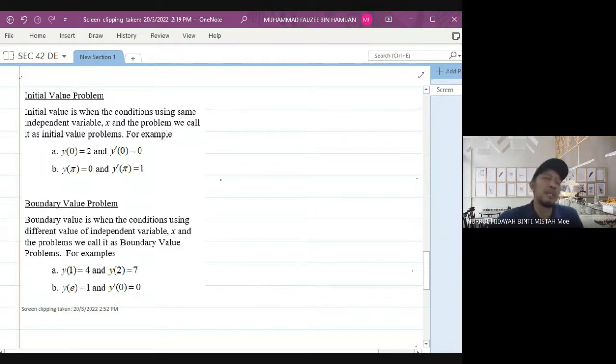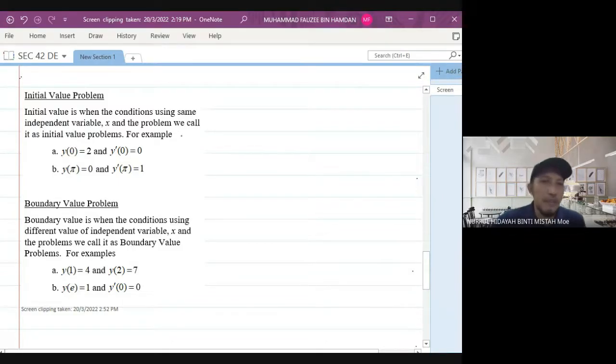Maybe if I ask about this, it would be in the quiz. In the test, in the final, we never ask what is the initial value problem or what is the boundary value problem. We will focus more on the method. But this is just terms. Maybe I will ask you in the quiz.